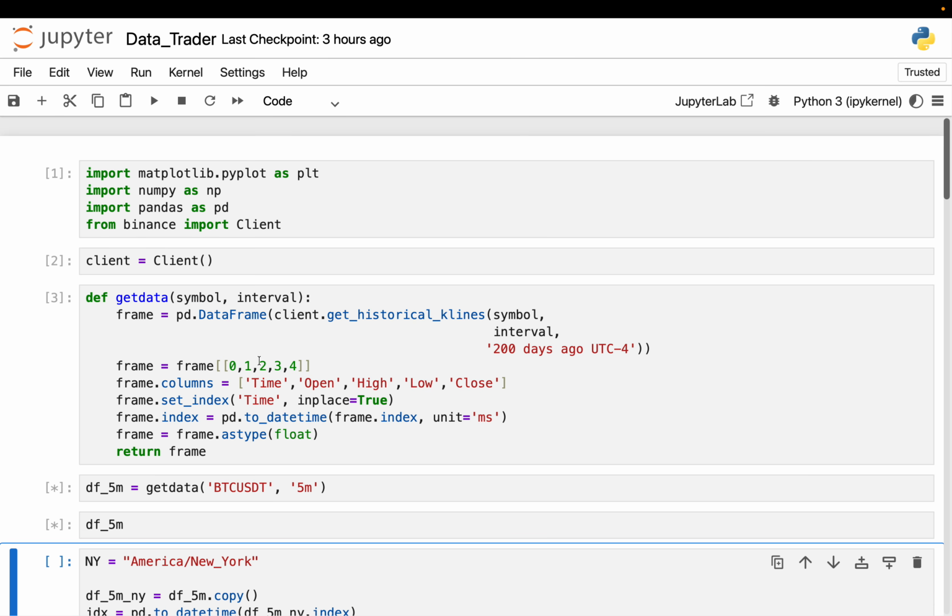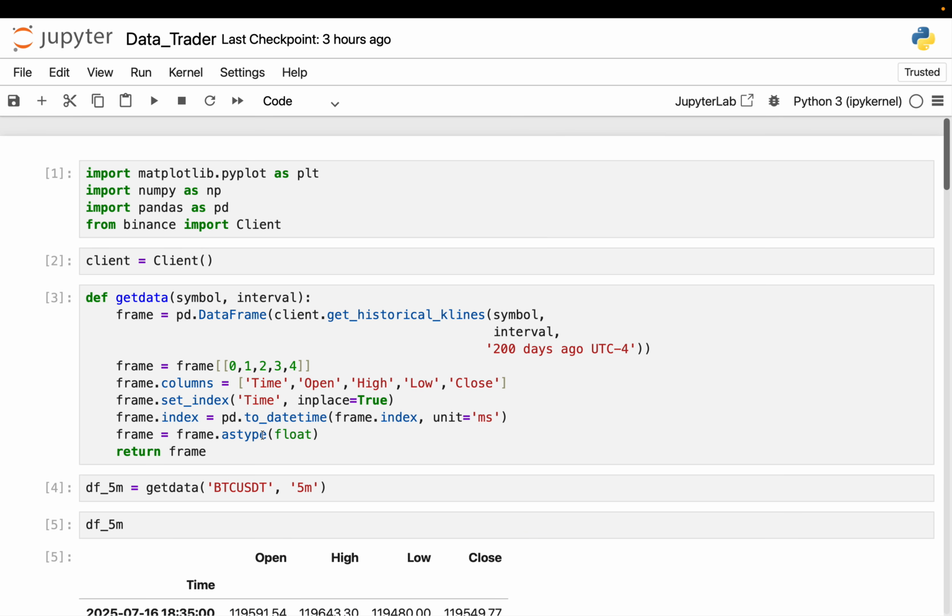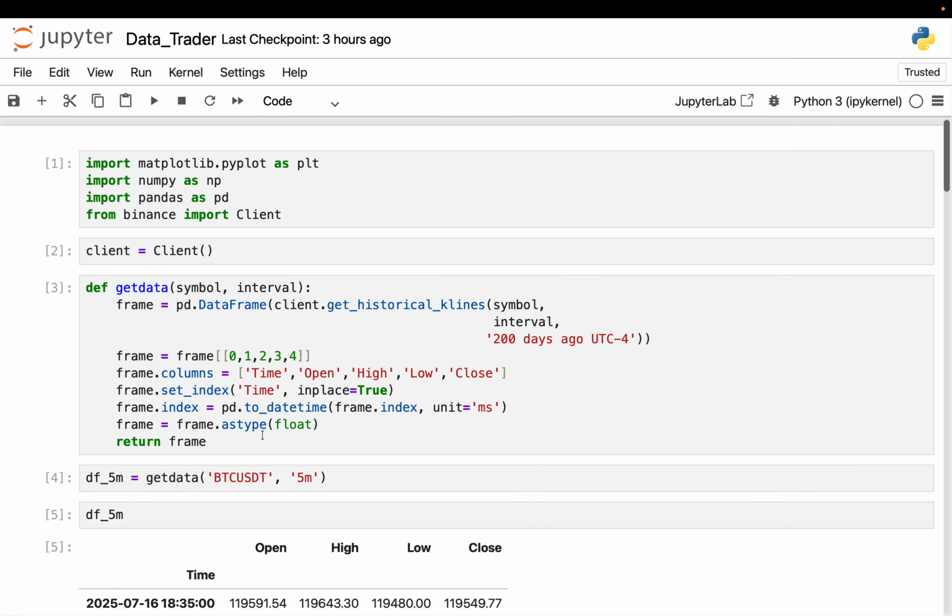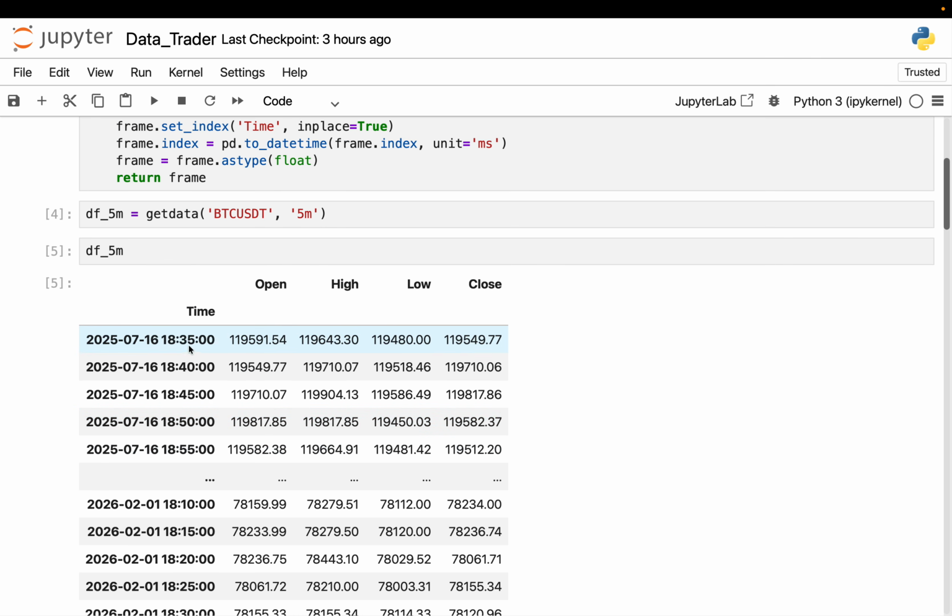This is just pulling the columns, so open, high, low, close, and then converting the Unix formatted index into a human readable index and converting the rest of the data frame to floating type values so we can do some calculations later on. After some seconds, you will get a data frame like this. So this is a 5-minute granular data frame containing open, high, low, close values.